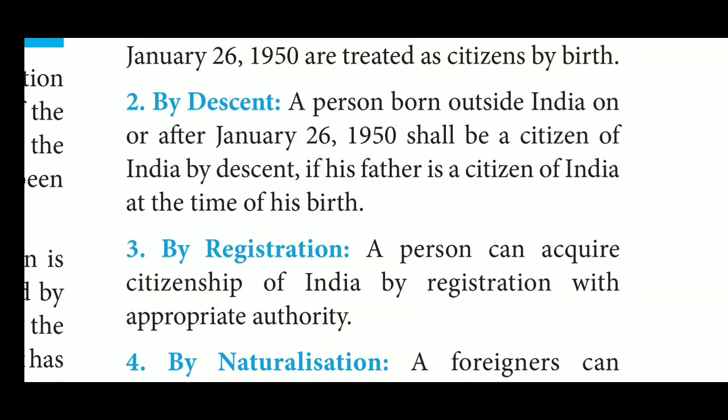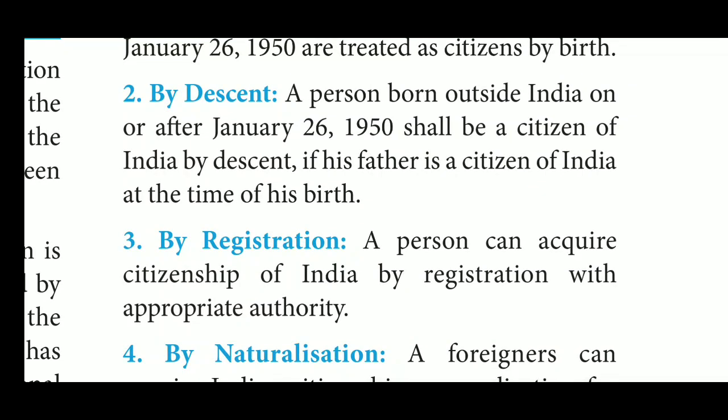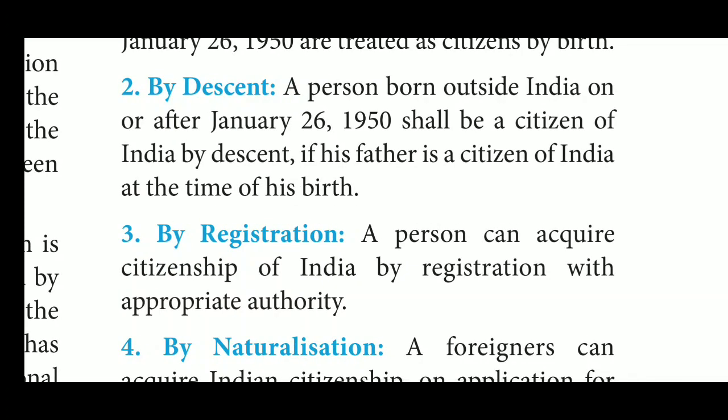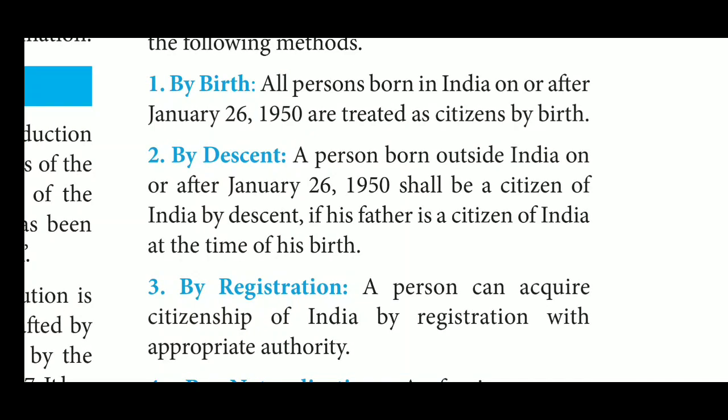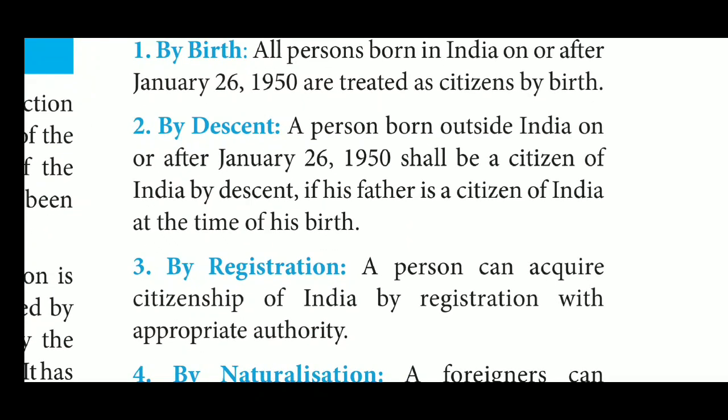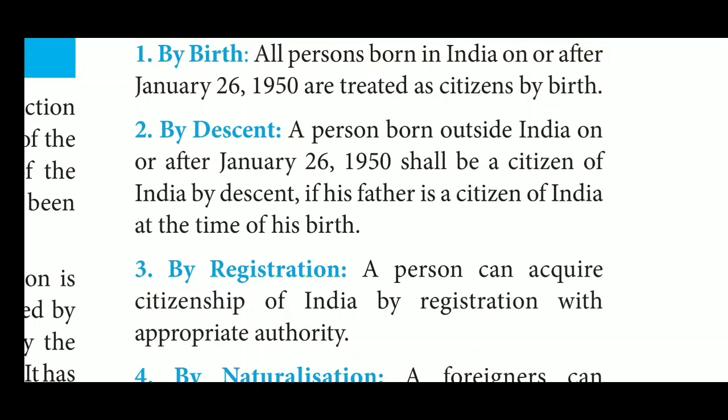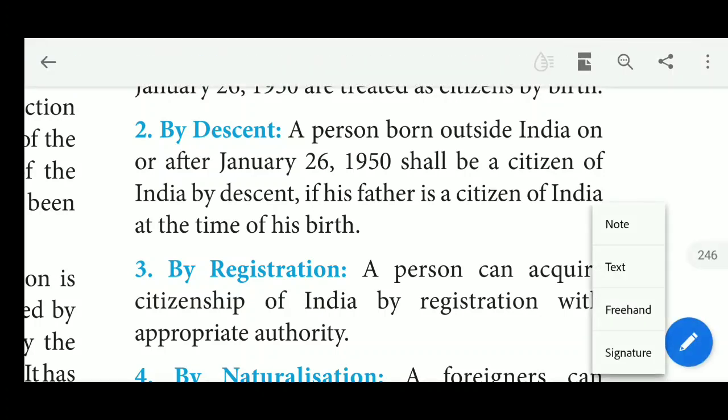By descent, Section 4. First one, a person born outside India on or after January 26, 1950 is a citizen of India by descent if his father was a citizen of India by birth. Second, a person born outside India on or after December 10, 1992 but before December 3, 2004 if either of his parents was a citizen of India by birth.